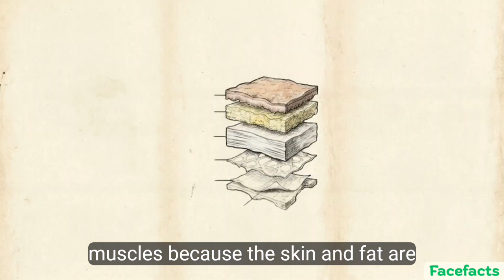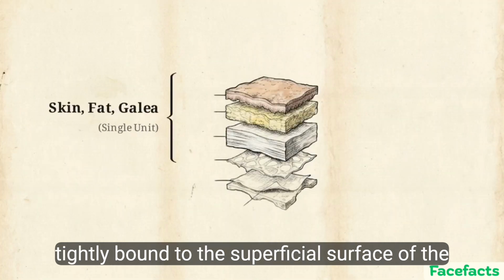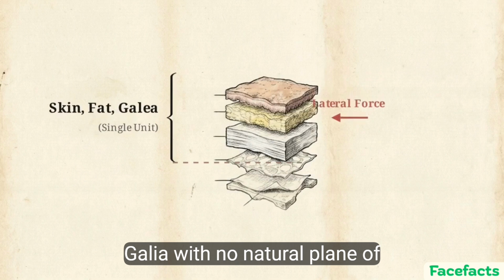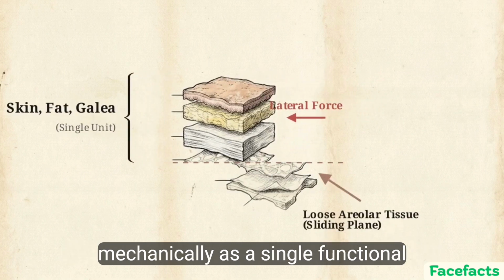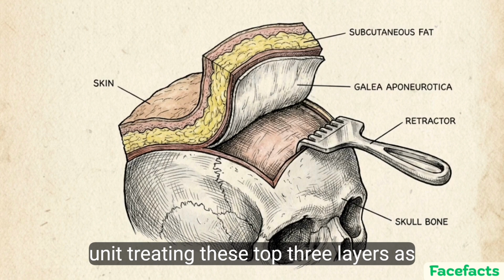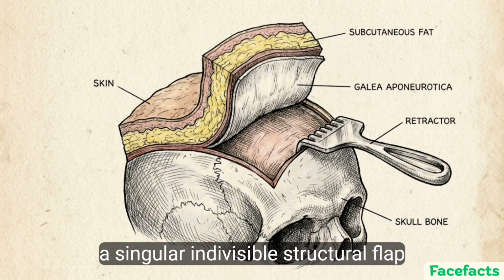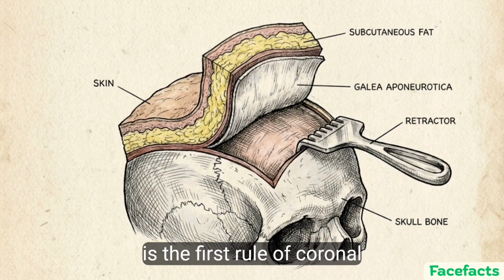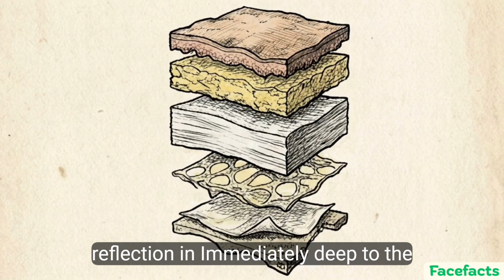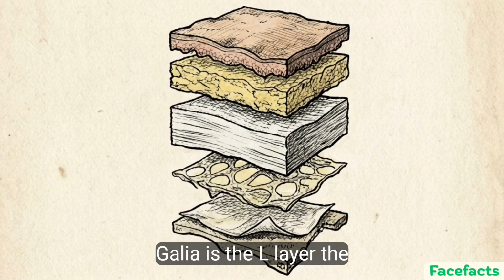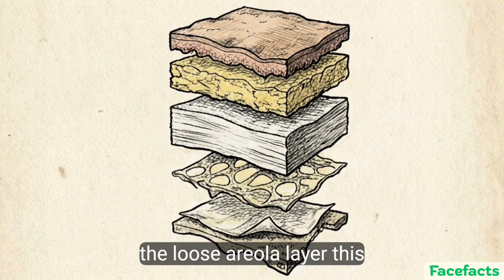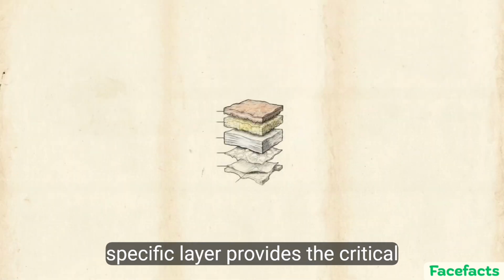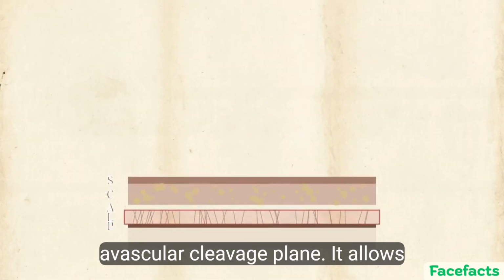Because the skin and fat are tightly bound to the superficial surface of the galea, with no natural plane of cleavage, all three of these structures move mechanically as a single functional unit. Treating these top three layers as a singular, indivisible structural flap is the first rule of coronal reflection. Immediately deep to the galea is the L layer, the subgaleal fascia, also known as the loose areolar layer. This specific layer provides the critical avascular cleavage plane.